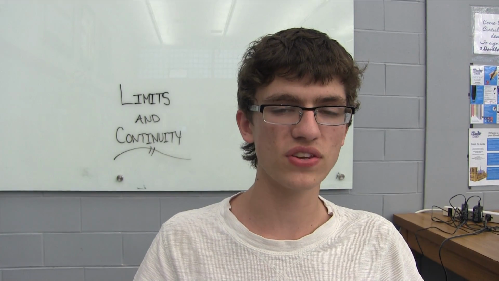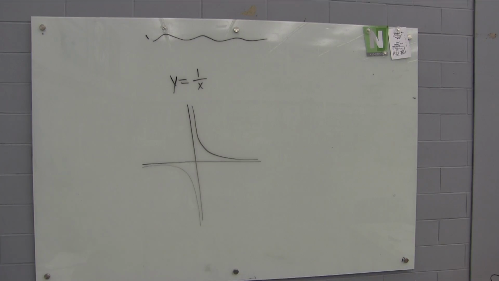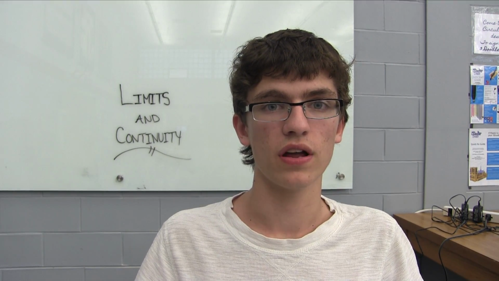A function is continuous on an interval if and only if it is continuous at every single point of its domain. So let's take the reciprocal function into consideration. This, believe it or not, is a continuous function. It is discontinuous at x equals 0. However, this is not in the function's domain. Therefore, it is considered to be a continuous function.